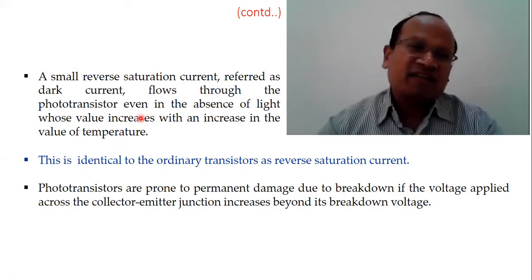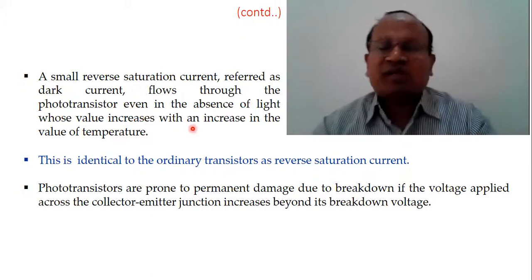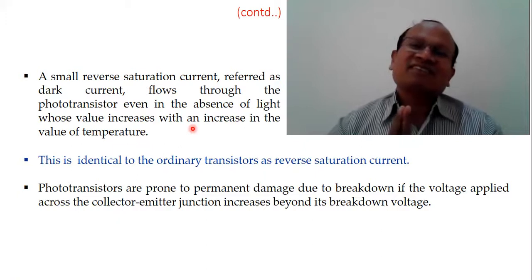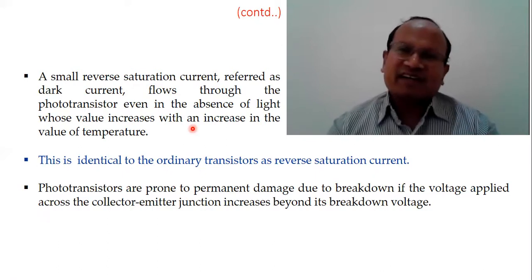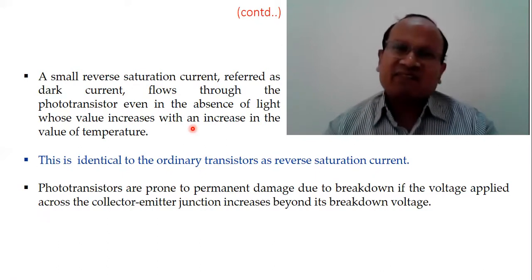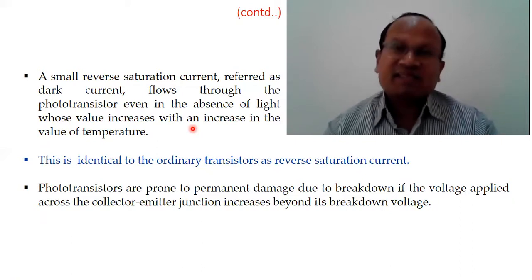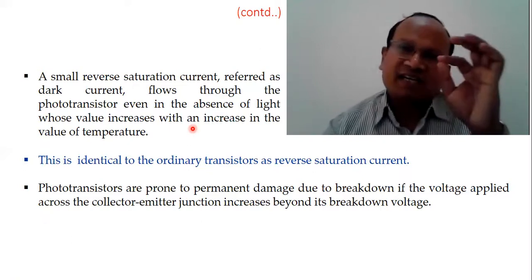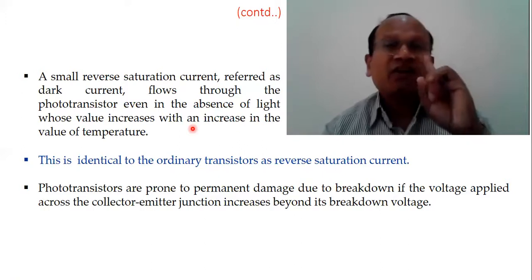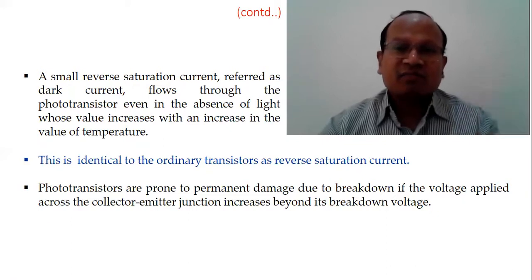So even in the absence of light, there is some current called dark current, whose value increases with the increase in the value of temperature, as we know in the reverse saturation current also. Even if the collector base junction is reverse biased, there is no forward current there. The reverse saturation current flows even if that junction is off. But when we increase the temperature, we know that the reverse saturation current increases. Similarly, in a phototransistor also, when we increase the temperature, even that dark current, which is a very, very small value, also increases with the increase in temperature.